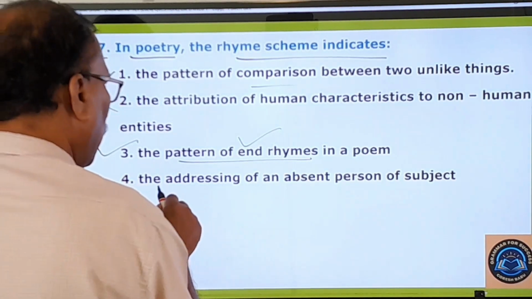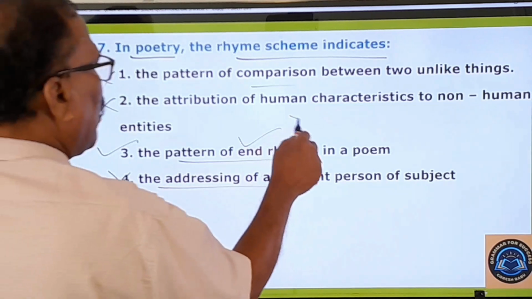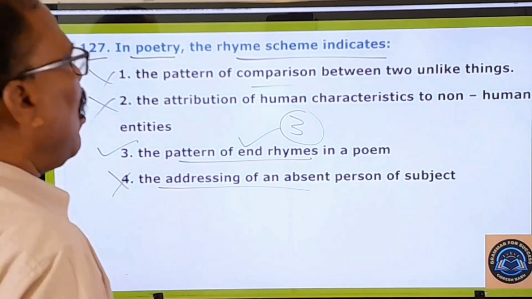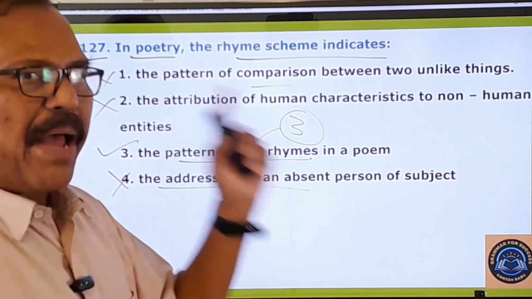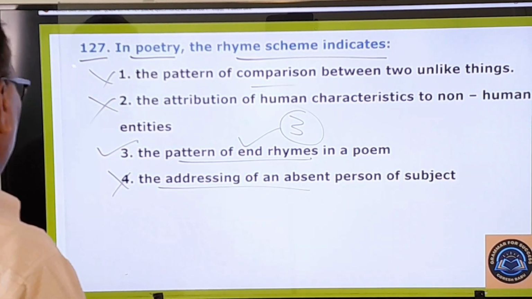The addressing of an absent person? No, this is also not correct. So your answer choice is the third one, because the rhyme scheme always indicates the pattern of end rhymes. You go to the 128th question.